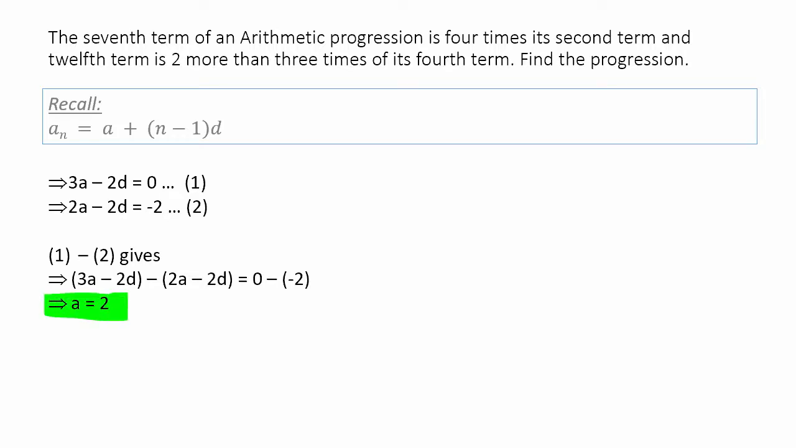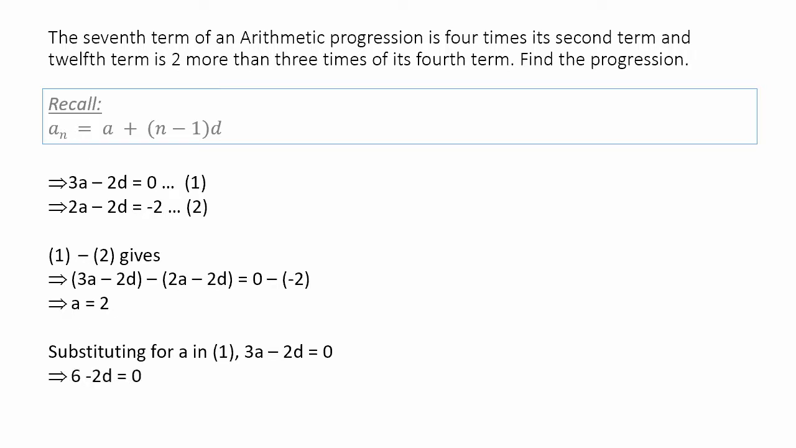Okay, so we got a. Now that we know a, let us substitute the value of a in this equation. Substituting, we get 3 times 2 is 6, so 6 minus 2d equals 0. So 6 minus 2d equals 0 means 2d equals 6, or d equals 3. So we have found a as 2 and d as 3.